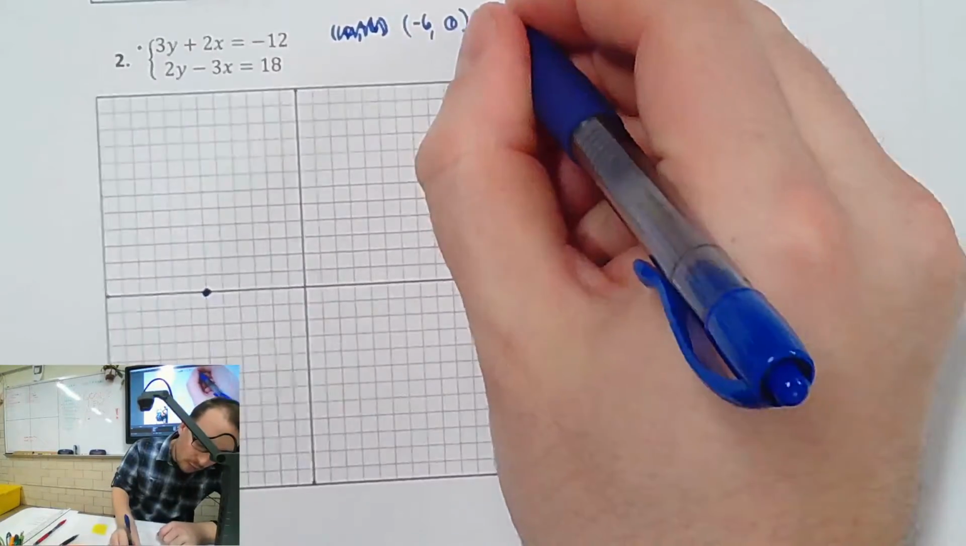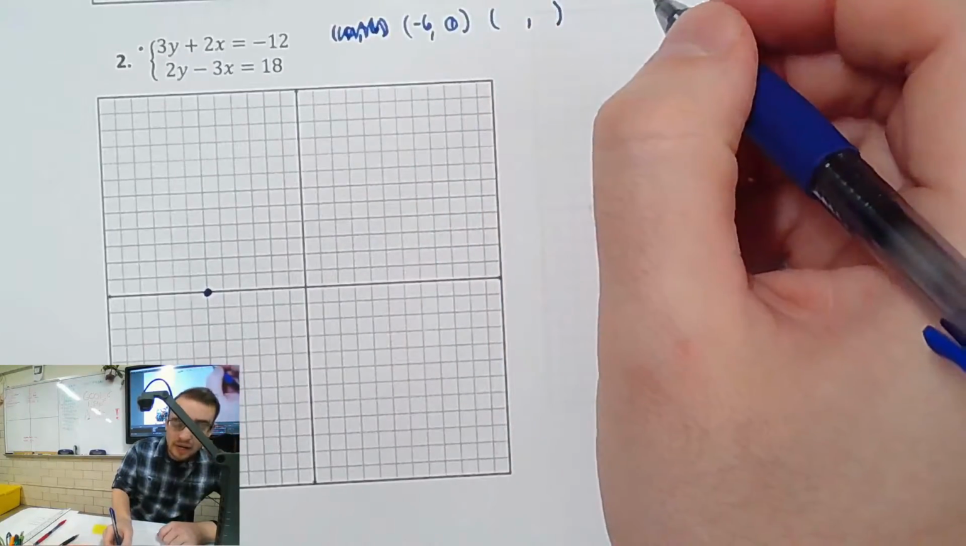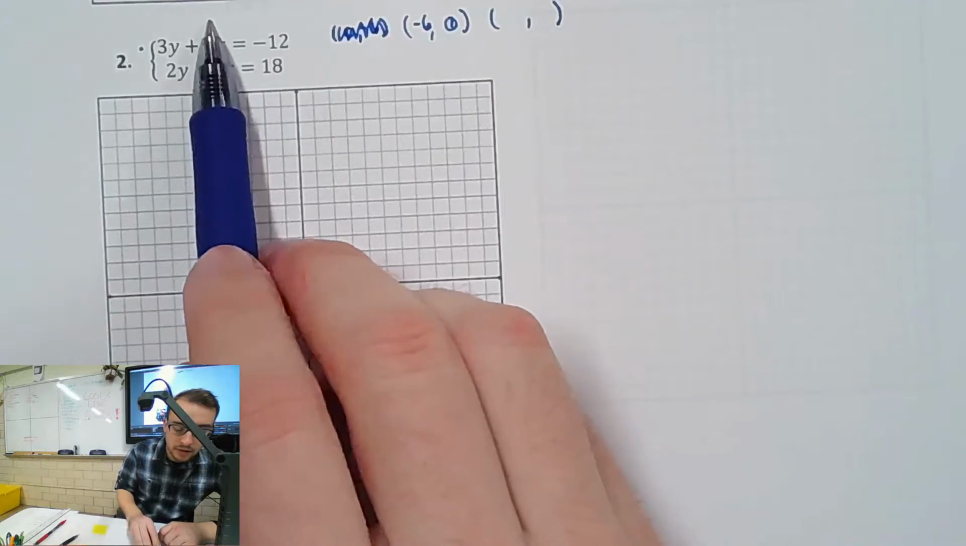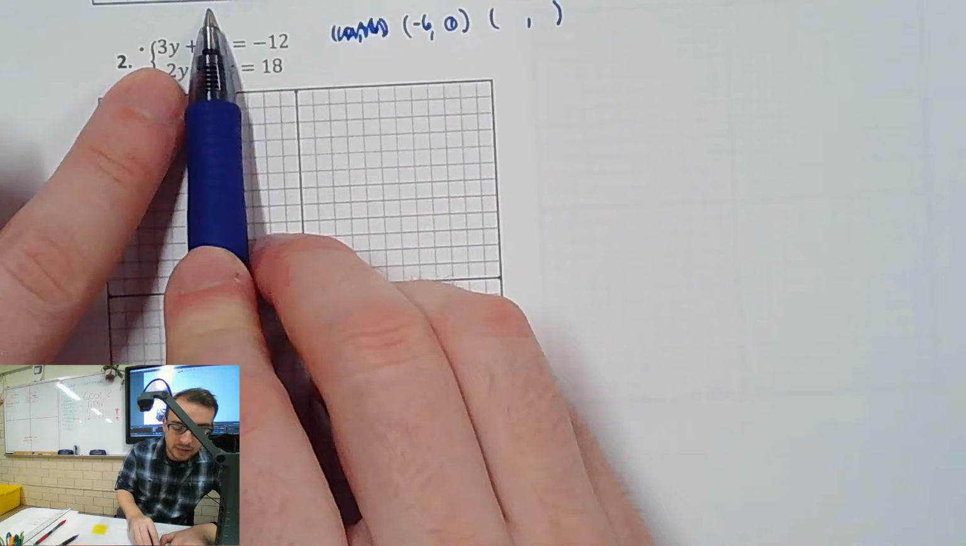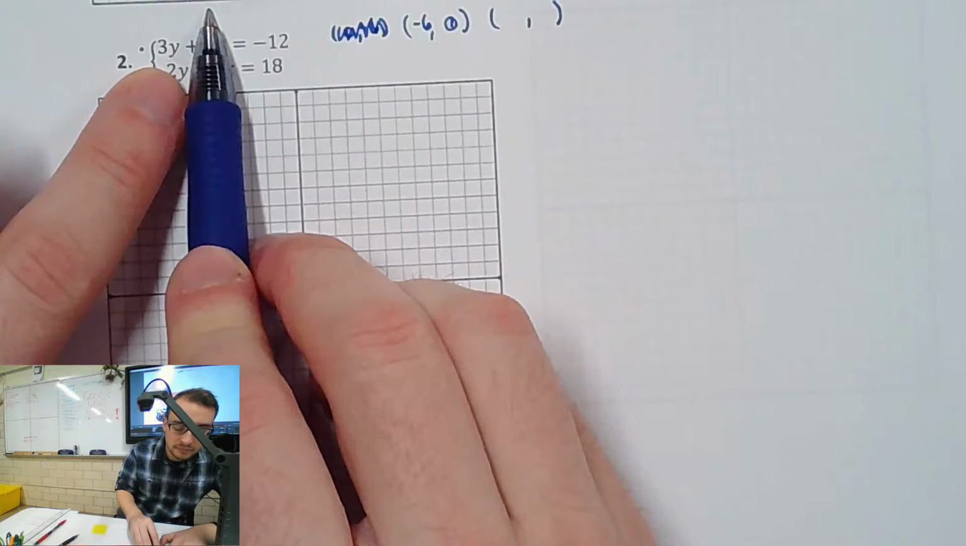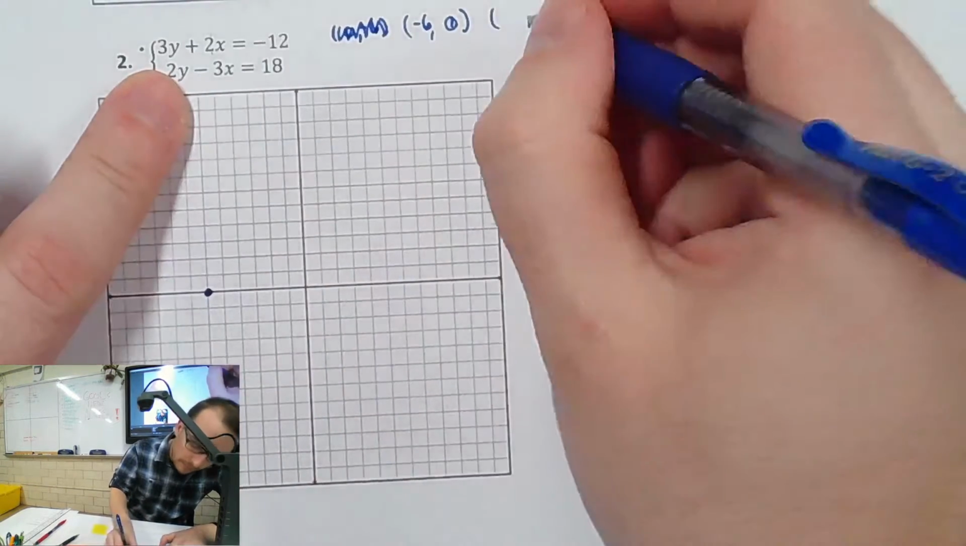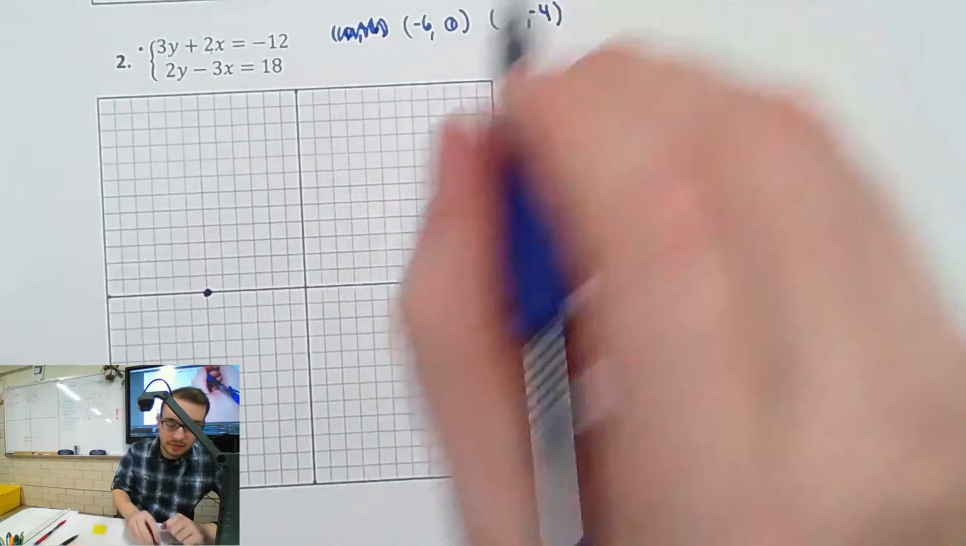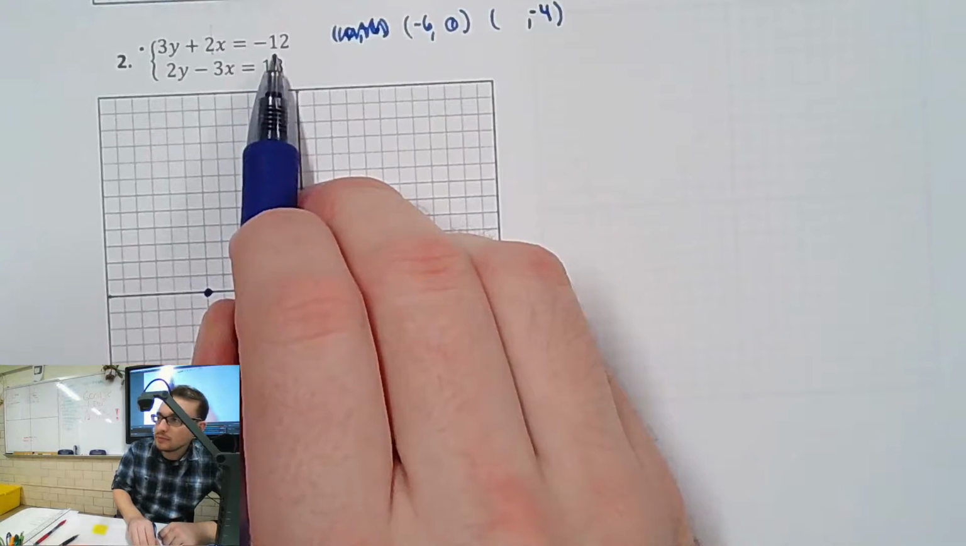And now I'm going to find my y-intercept by plugging in 0 for x. So if I plug in 0 here, it goes away, right? I get 3y equals negative 12. So what's y going to be? Negative 4. Because it's multiplication, not adding. 3 times negative 4 is negative 12.